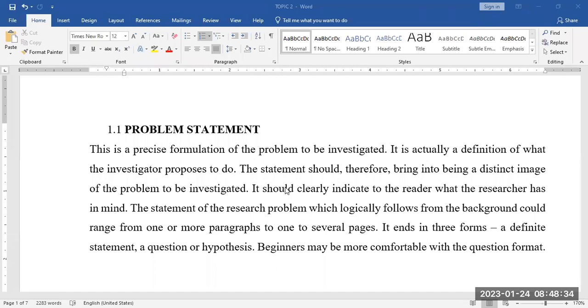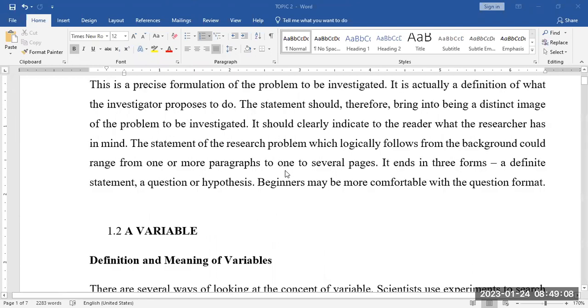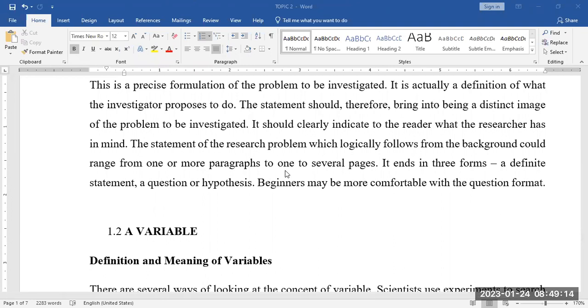People need to know exactly what you're going to investigate or the kind of problem you're going to investigate. Therefore, it should clearly indicate to the reader what the researcher has in mind. For example, when you're putting down the effect of TV on young children, you need to tell us clearly what you have in mind. So the statement of research problem, which logically follows from the background, could range from one or more paragraphs. So it can be 2 paragraphs, 1 paragraph, you trying to explain to us what the problem is all about. So it ends in 3 forms, either definite statement, a question, or a hypothesis.